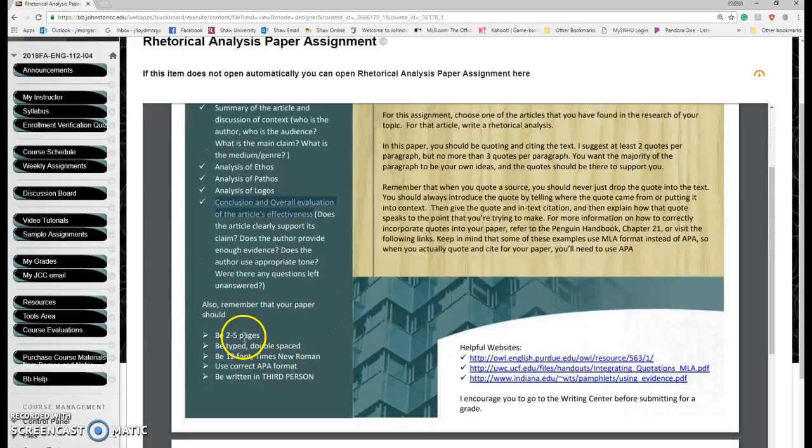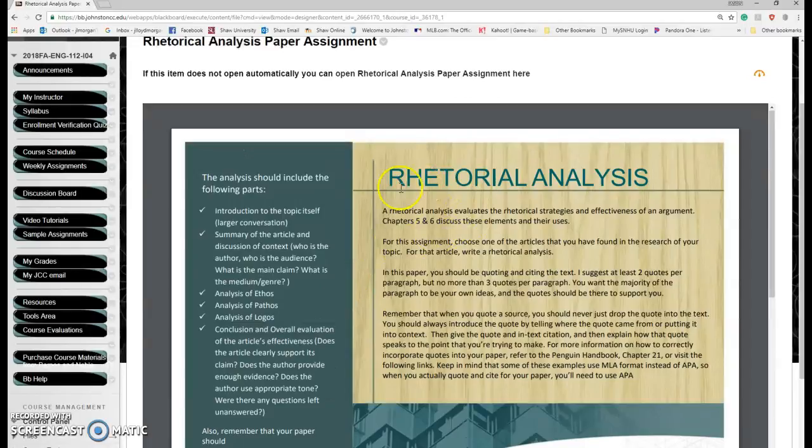Again, it's 2 to 5 pages long, APA format, typed, double spaced, and written in third person. So there's no, I think the author meant this, or I believe the author meant this, or when you read this, you'll see. No, it's third person only. Third person only. So that's the assignment.